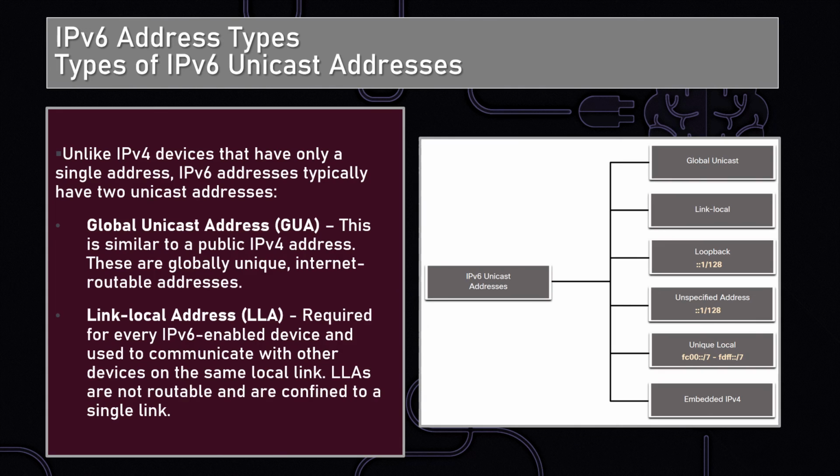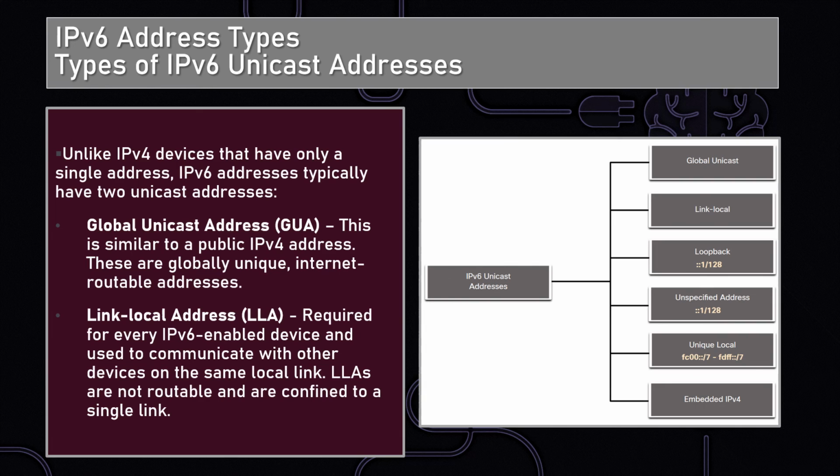Now, unlike IPv4 addresses that only have a single address, IPv6 traditionally has 2 unicast addresses. We've got what's called the GUA, or Global Unicast Address. This is similar to a public IPv4. These are globally unique and internet routable. We also have what's called the LLA, or link local address. This is required for every IPv6 device and is used to communicate locally on the same link. So inside of our same internal network, we're able to use the LLA. LLAs are not routable, and they're confined to a single link.